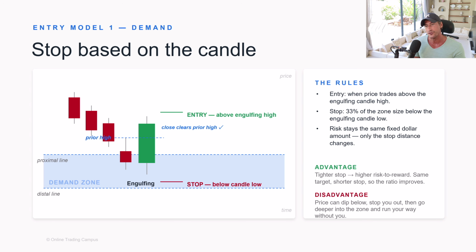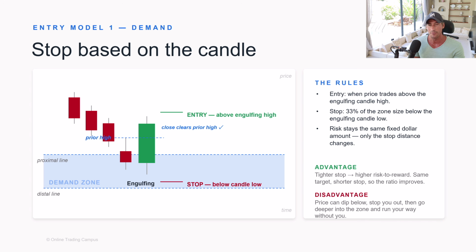This is the first of two ways to do it. The candle stop. I put my stop 33% of the zone size below the engulfing candle's low. So I take the whole zone height, take 1/3 of it and drop my stop that far below the engulfing low. One thing you must understand. My risk is always the same fixed dollar amount from my trade plan. That never changes, guys.